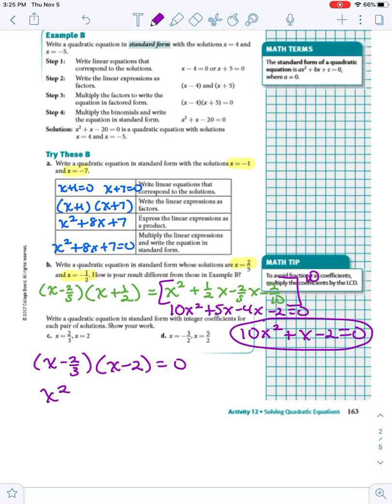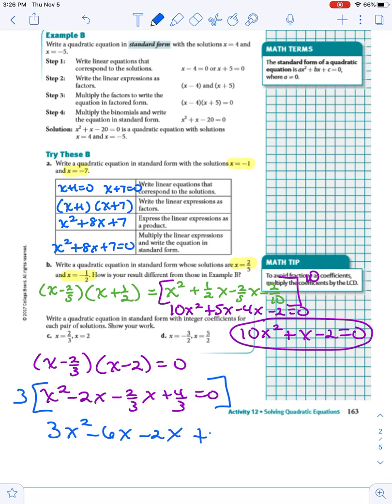x times x is x squared minus 2x minus 2/3 x plus 4/3 equals 0. Now if we go in and multiply both sides of the equation by 3, we will be able to clear the fraction. That'll give us 3x squared minus 6x minus 2x plus 4 equals 0. So 3x squared minus 8x plus 4 equals 0. So those are just a little bit harder roots to deal with, or zeros to deal with.